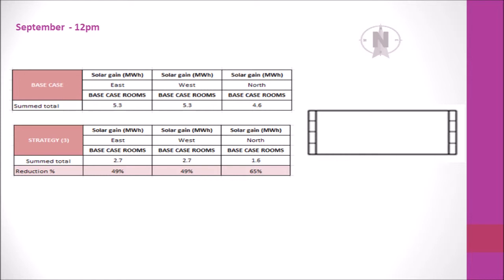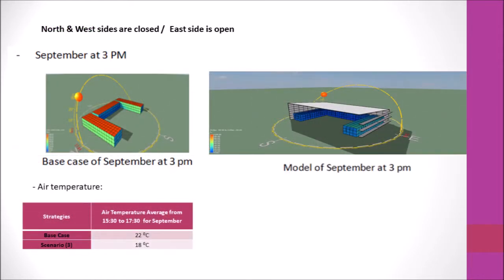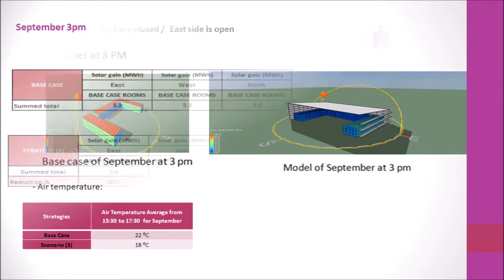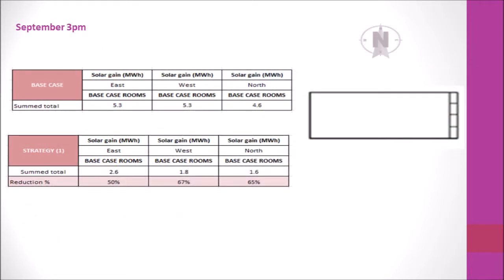While at 3 p.m., we closed the north and west sides and opened east side. That resulted in 4 degrees reduction in air temperature. The highest solar gain reduction is 67% at the west room.